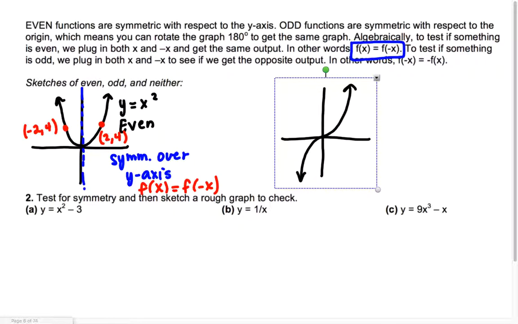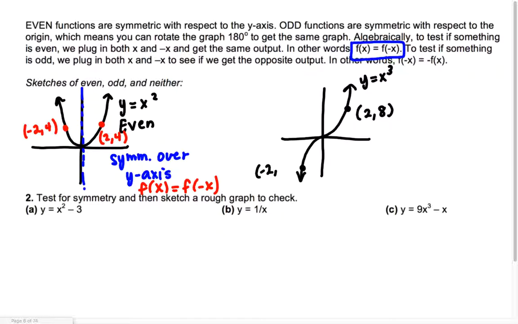Okay. So what it means is if I plug in x equals 2, if I'm plugging into y equals x cubed, I get 8. But what happens when I plug in negative 2? I get negative 8, right? So this is what we call an odd function. This is an example of an odd function. And it's symmetric with respect to, so we sometimes write WRT, the origin. So that means there's a 180 degree rotation.